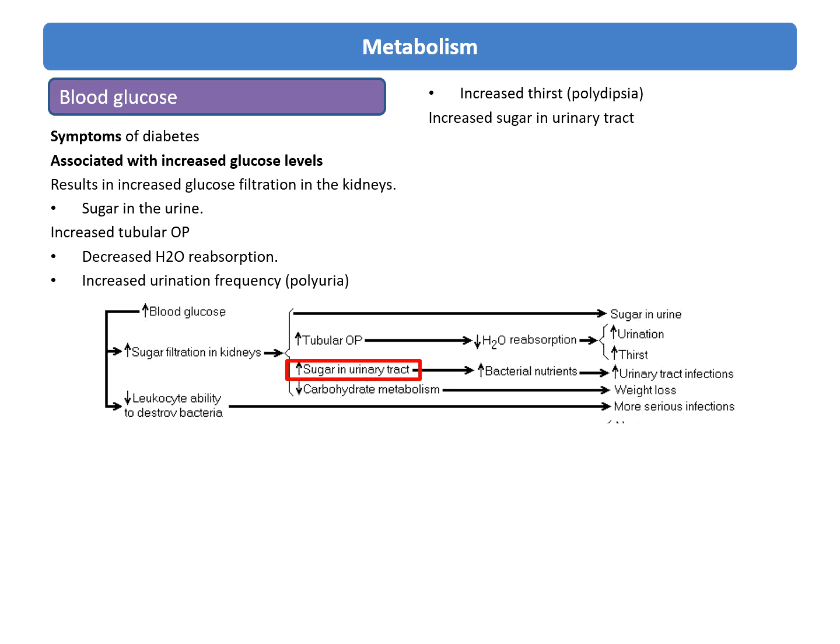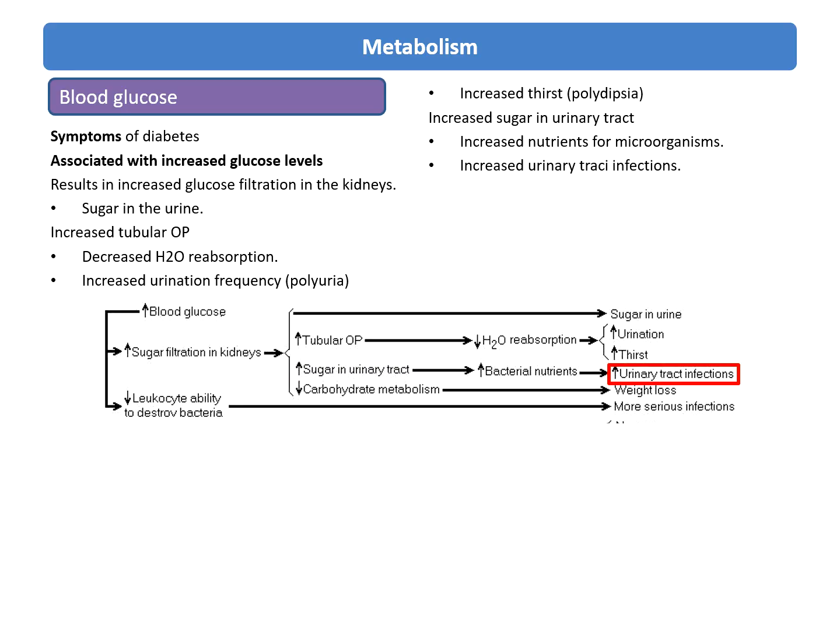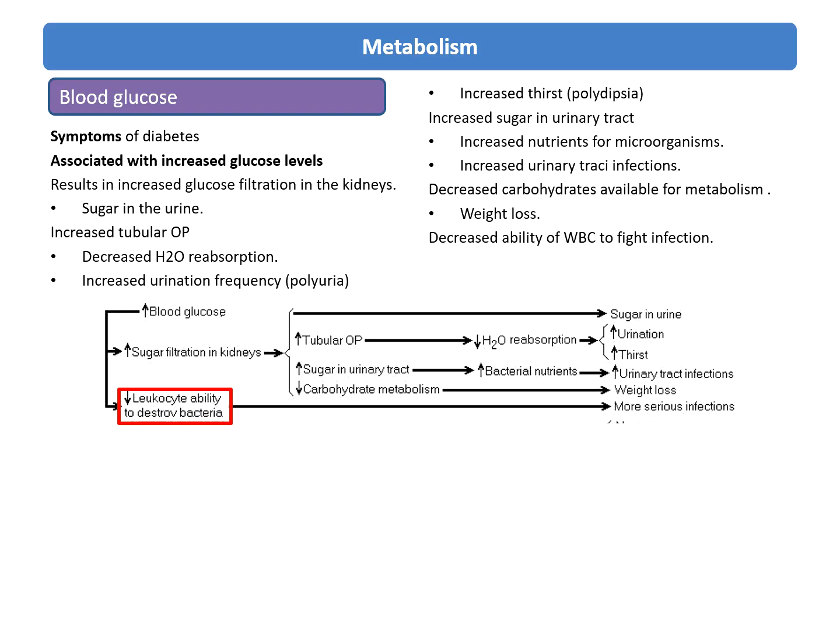The increased sugar levels in the urinary tract provide nutrients for bacteria, and it often results in an increase in urinary tract infections. Since carbohydrate metabolism has been decreased, one of the signs would be loss of weight. Decreased leukocyte ability to fight bacteria also occurs when an increase in blood glucose results. Causes are not completely understood, but this does lead to more serious infections in general.